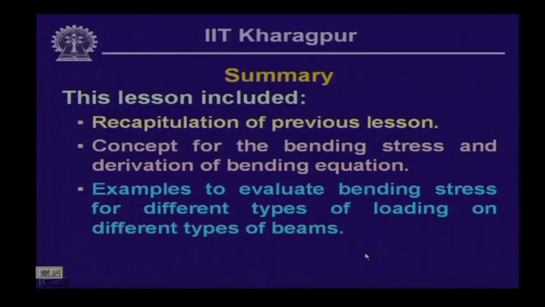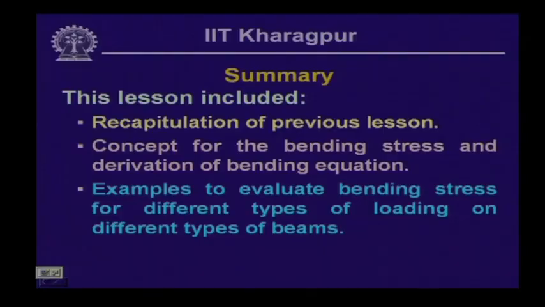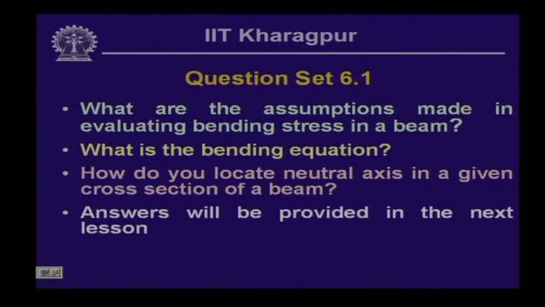Well, to summarize then, in this particular lesson we have looked into the previous lessons' aspects. We have introduced the concept of bending stress, and we have derived the bending equation, and also we have looked into some examples to evaluate the bending stresses in a beam. Now, these are the following questions given for you. What are the assumptions made in evaluating bending stress in a beam? What is the bending equation, and how do you locate the neutral axis in a given cross section of a beam? We will give you the answers for these questions in the next lesson.